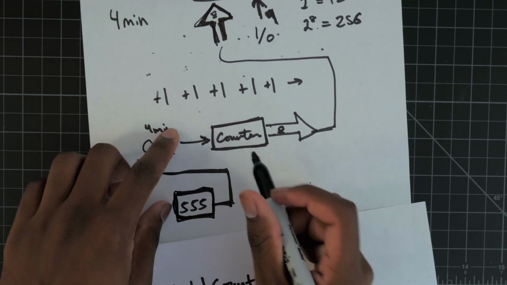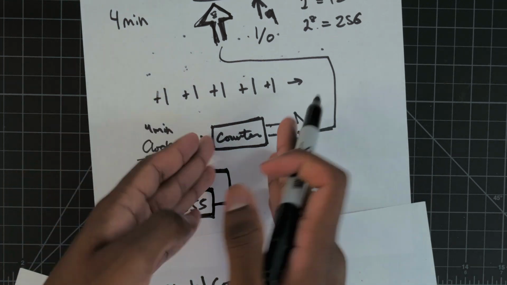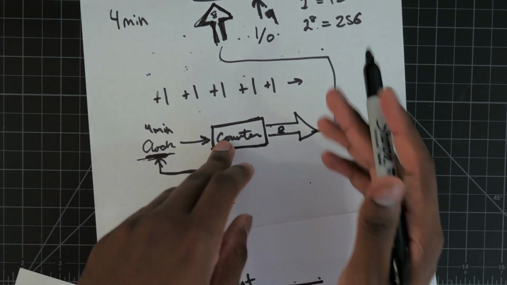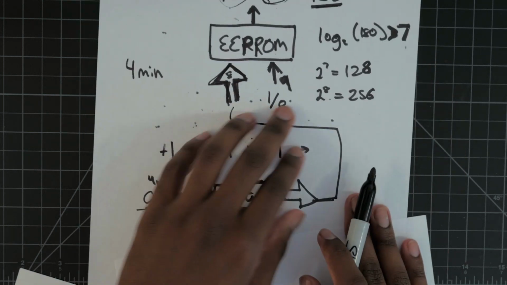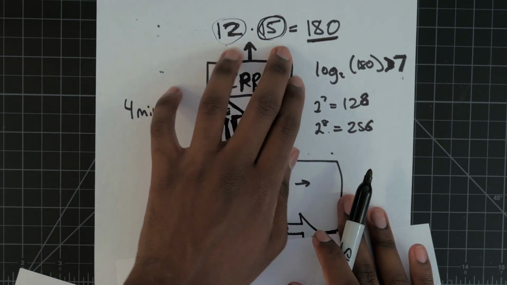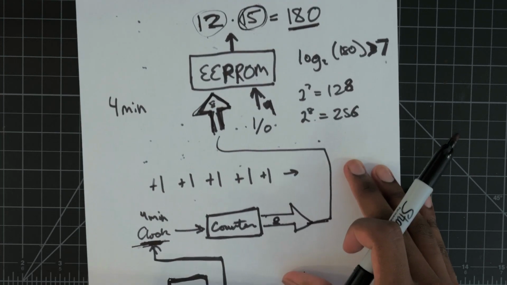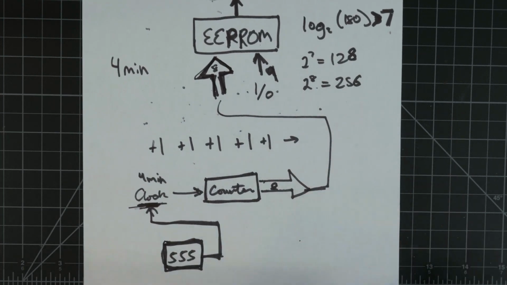And then this 4 minute signal is going to go into the counter yet again, and we're going to be taking the next 8 bits, and those are going to correspond to our time signals for the EEPROM. This is the basic layout for our hexadecimal clock.